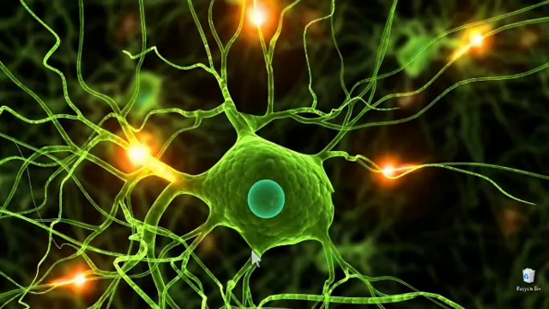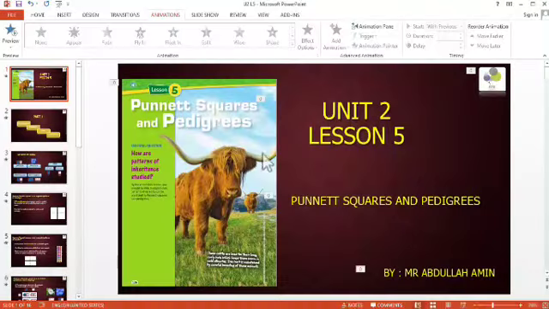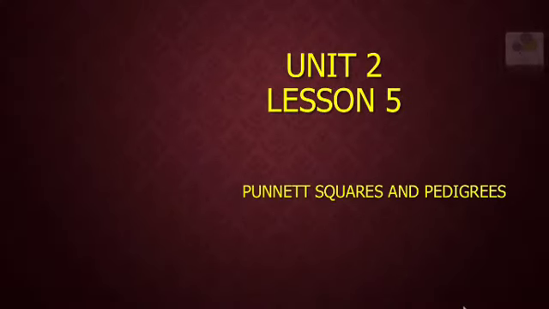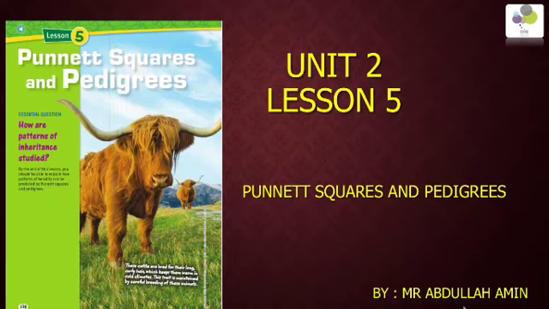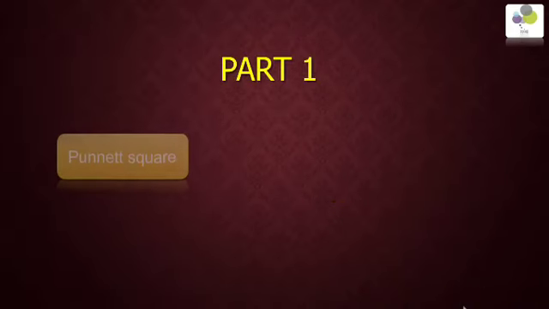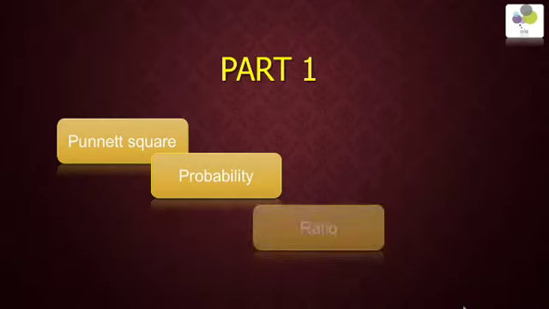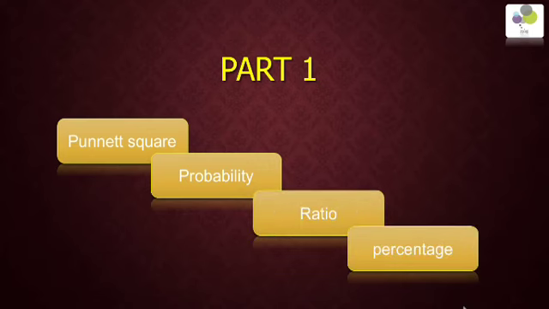This is Mr. Abdullah Amin, and this is the first biology lesson, which is talking about the Punnett square and heredity. So, Punnett square and heredity. In this part, inshallah, we are going to know what a Punnett square is and what a probability is, and how we can express a probability by ratio and by percentage.